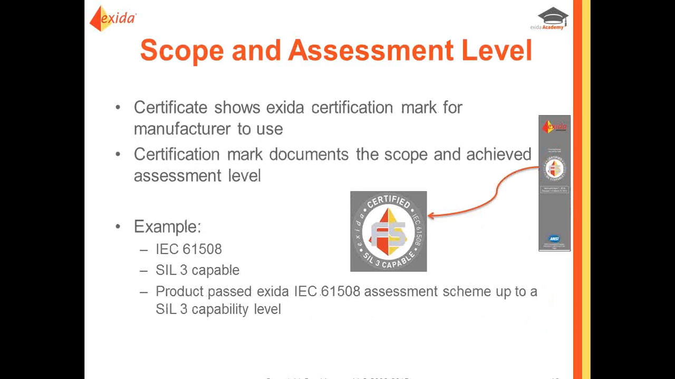Further up on the left-hand side, you can see that we have our certification mark. Anyone who's passed our certification is allowed to use our certification mark. And this mark has a lot of information in just a logo. It shows what it was assessed to, the SIL capability. So in reading just this mark, you can say, okay, whatever this product is on this certificate, the product has passed the exida certification for the IEC 61508 assessment scheme up to a SIL 3 capable level. So just that symbol tells you a lot of information.